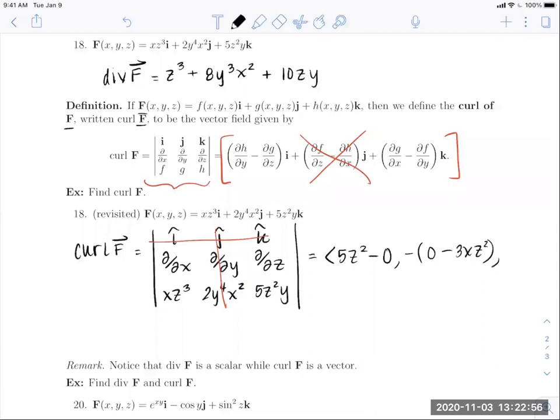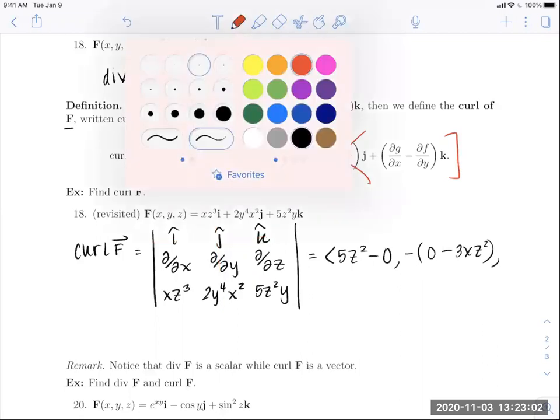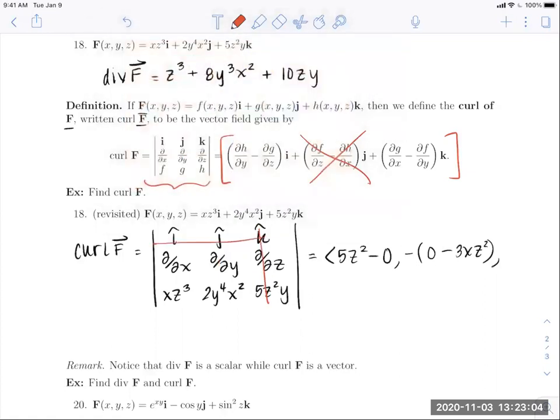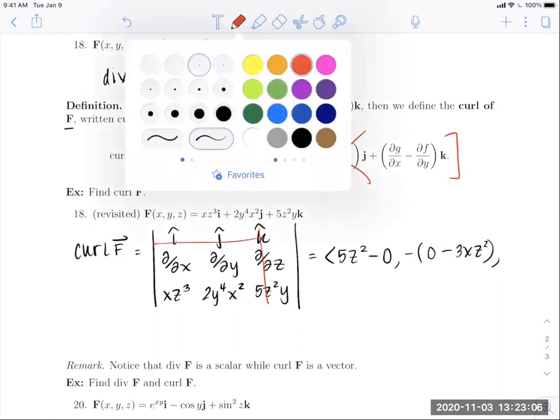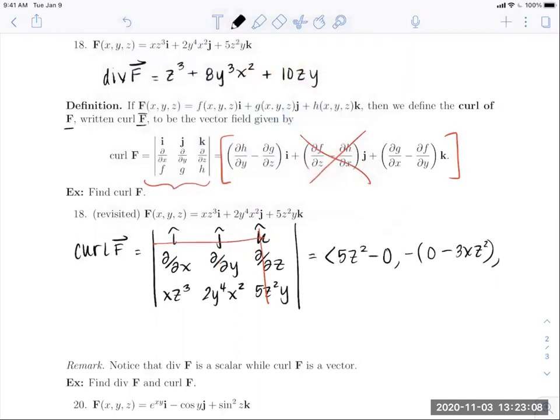And finally, I have my k hat component. So let's find that one. I am going to strike through the k hat row and column and compute the determinant of its cofactors. So the partial with respect to x of 2y to the fourth x squared is 4y to the fourth x. And then the partial with respect to y of xz cubed is 0.